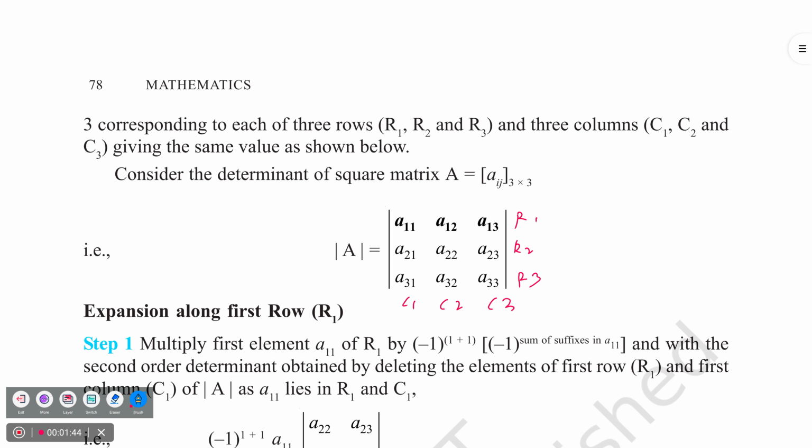Which is more preferable? Where an element is 0, there you take it, better. Suppose A21 is 0, either column 1 is preferable or row 2 is preferable. Suppose one more zero is there in row 2, row 2 is best. If 2 zeros are there in the same row, row 2 is best, very easily you can go. That is very important. Like this you can go.